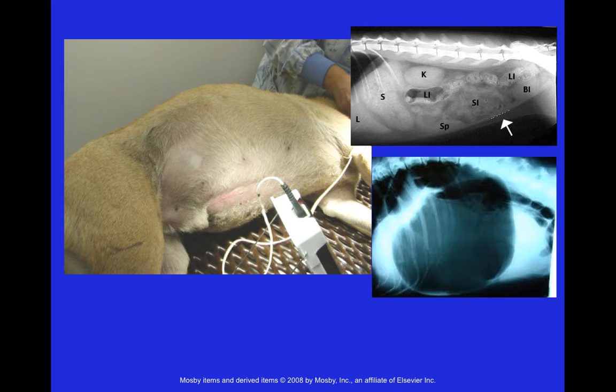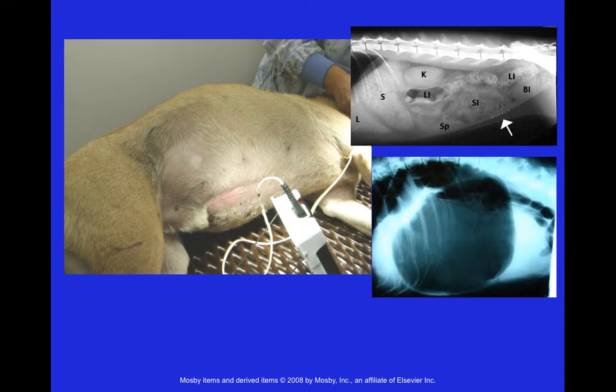But what also happens once they flip that stomach back around is they do what's called a gastropexy. So they take a piece of the abdominal lining, so the epithelium in the abdomen, and sew it to the stomach. So it's on the dorsal wall of the abdomen, and the cranial dorsal wall of the abdomen, and they sew it to the stomach itself to help prevent it from flipping ever again. And sometimes it works, sometimes it doesn't.